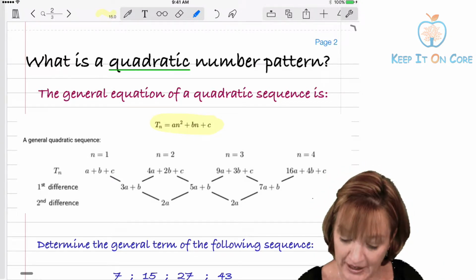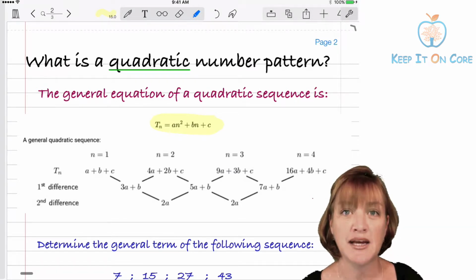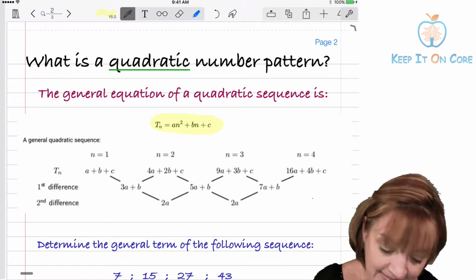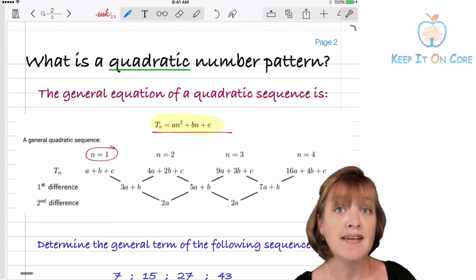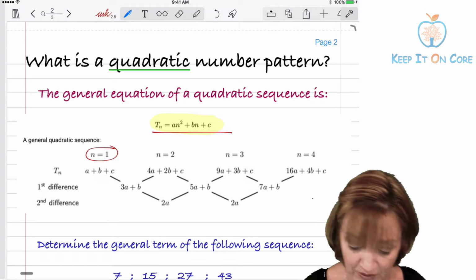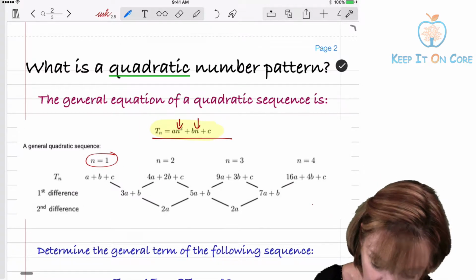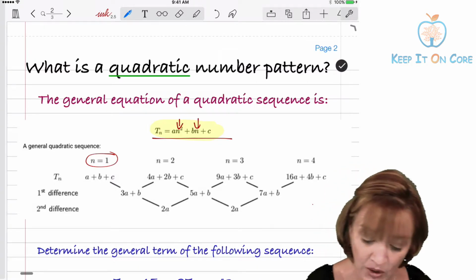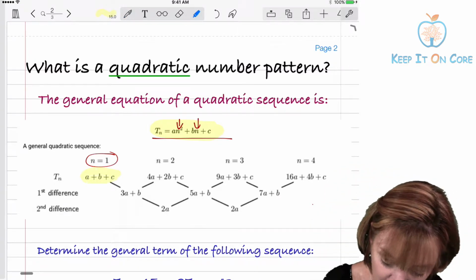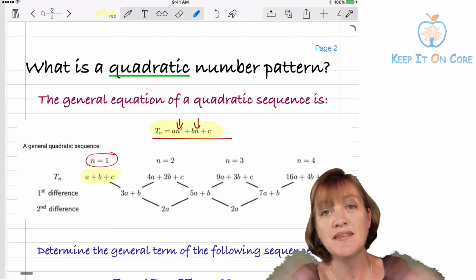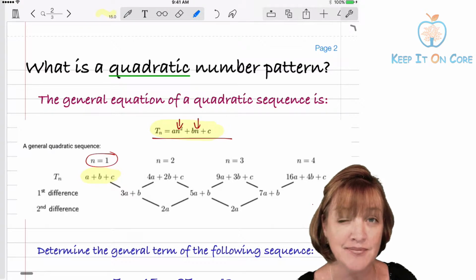So we're going to play around a little bit with this and establish a bit of theory behind it first before we actually do an example. If this is my standard equation, if I took n equals 1, which represents the first term of your sequence, and substituted 1 into the unknown n variables of my standard equation, we're going to land up with an expression of a plus b plus c, and that's going to represent the general term of the first term of a quadratic sequence, okay?